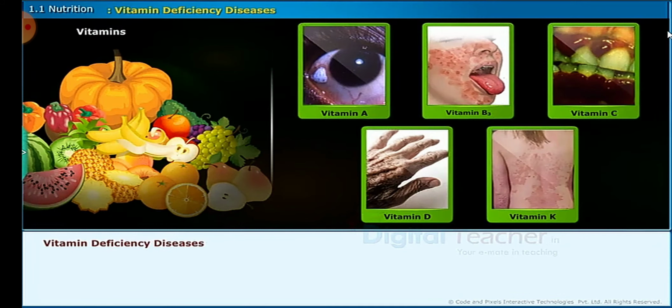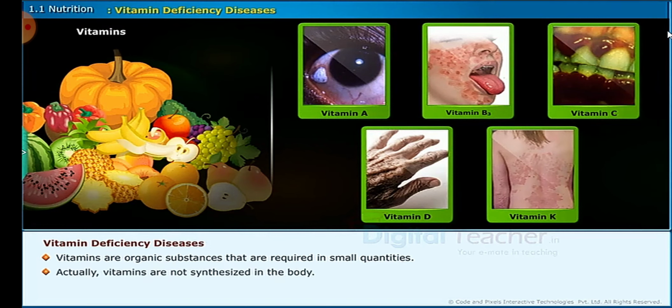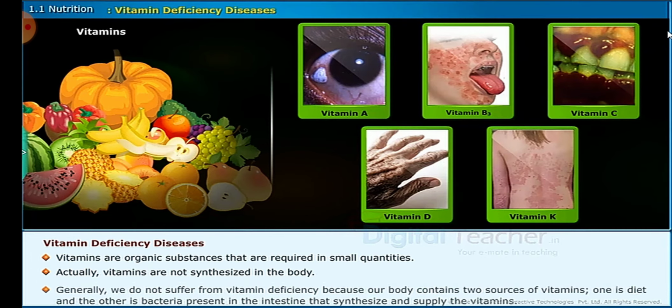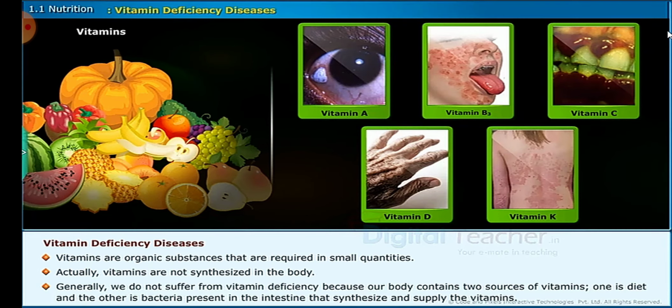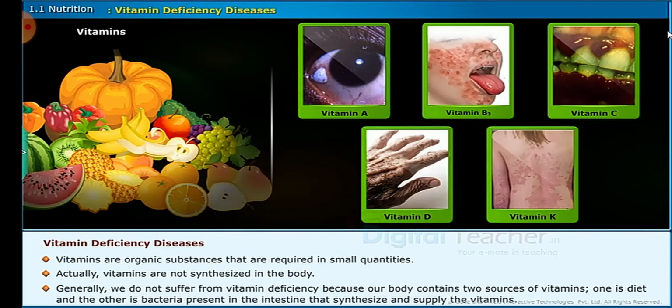Vitamin deficiency diseases. Vitamins are organic substances that are required in small quantities. Actually, vitamins are not synthesized in the body. Generally, we do not suffer from vitamin deficiency because our body has 2 sources of vitamins. One is diet and the other is bacteria present in the intestine that synthesize and supply the vitamins.